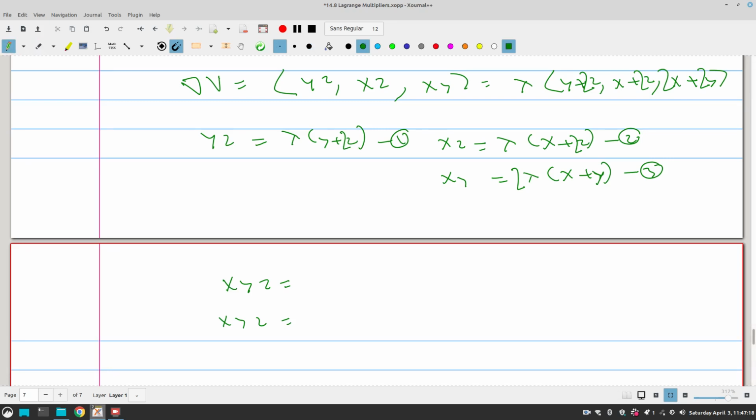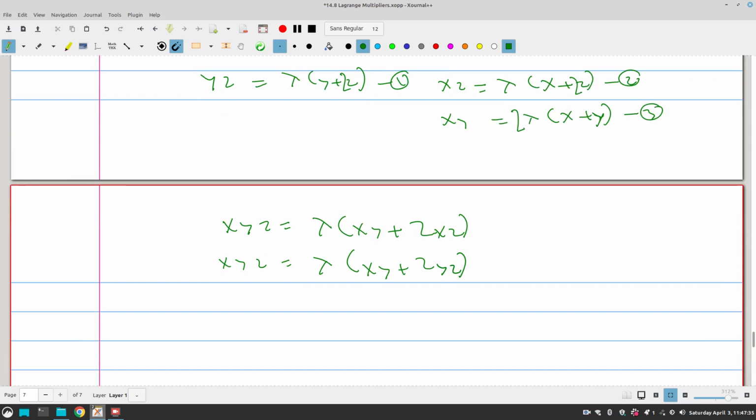So you multiply this by x, you get lambda xy plus 2xz, right? Multiply this by y, you get lambda xy plus 2yz, and you multiply the third equation by z, you get 2 lambda xz plus yz. Alright, okay, the reason we did this is we want to make these three guys equal, right?